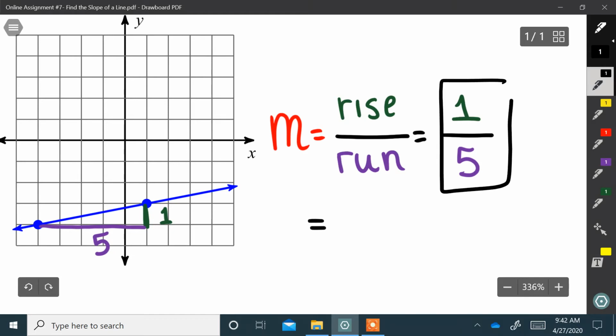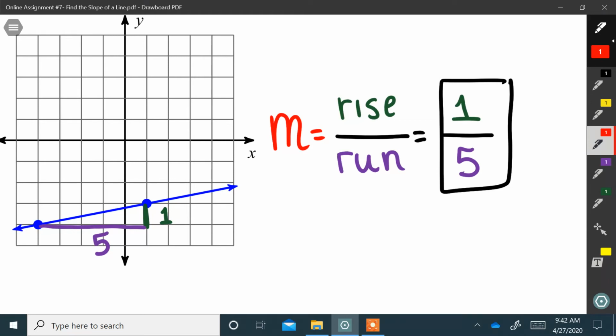And this right here is my final answer. Now something that I forgot to talk about is that the slope could actually be negative. And when do we know when it's negative? Well, you have to look at the graph and be able to tell if it's negative or positive. This is how you can tell.